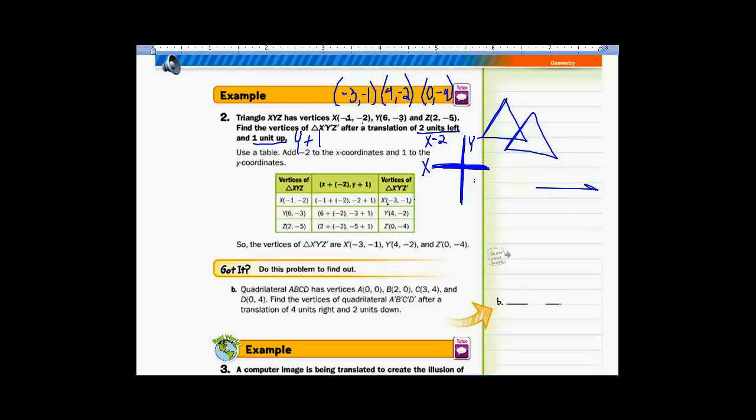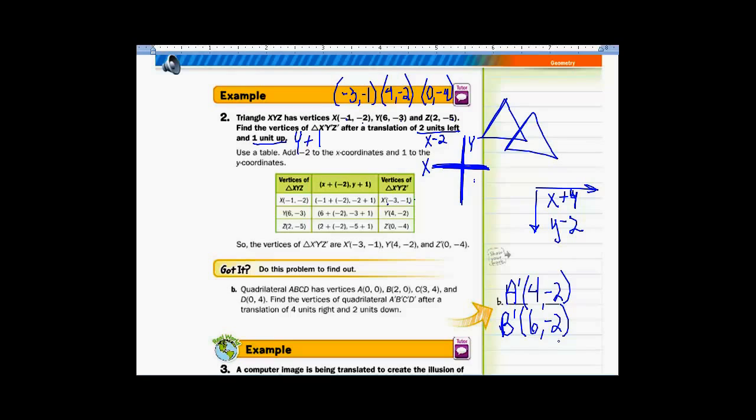So if it's going 4 units to the right, you're taking your X and adding 4 because it's going to the right, therefore it's getting bigger. And if it's going down, then it's Y minus 2. So I'm going to take every one of these, add 4 to the X. It's a 4, not a Y. Add 4 to the X and subtract 2 from the Y. So my A prime would be 4, negative 2. B prime, add 4 to my X's, that would be a 6. Subtract 2 from here, minus 2.